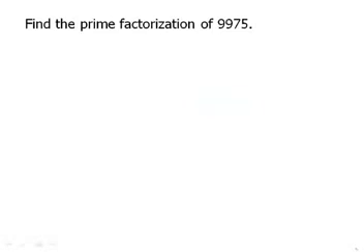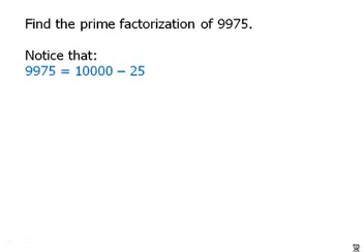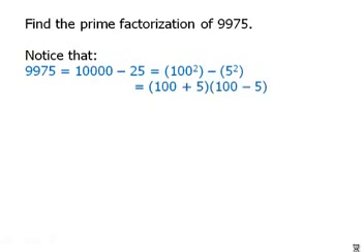Suppose we had to find the prime factorization of 9975. Well, looks like it would be divisible by 25, but then we'd get some other ugly number that we had to divide. That would be difficult doing it the conventional way. But notice that this is 10,000 minus 25. 10,000 is 100 squared, and of course 25 is 5 squared. So this is 100 squared minus 5 squared. 100 plus 5 times 100 minus 5. That gets us down to 105 times 95.